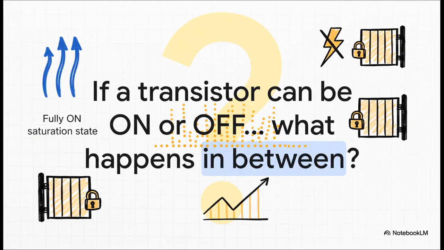So we focused this whole time on the two extremes, right? The fully on saturation state and the fully off cutoff state. And that's because it's the key to all digital switching. But that does leave a pretty interesting question, doesn't it? What happens in that gray area in between? What can we do when the gate is neither fully open nor fully closed? Well, that's a whole other story.